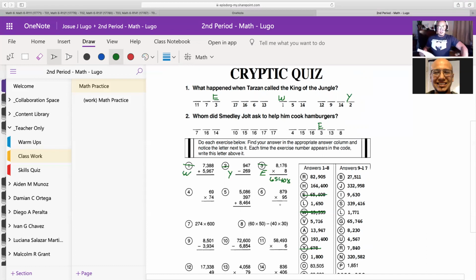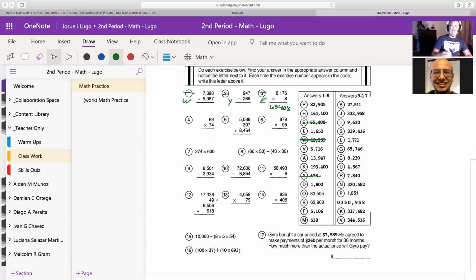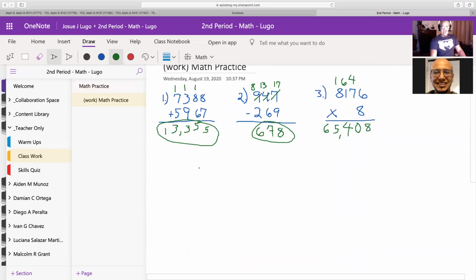Okay, so let's say that you were going to do number 4. For number 4, we have 69 times 74. So on my notebook, I'm actually going to write 69 times 74. And now I can go over here and just copy it from my notebook. I'm going to work it out here, though. So number 4, I give myself enough space, and I can just look here on my notebook and easily copy it down. 69 times 74. And then I can work this out.